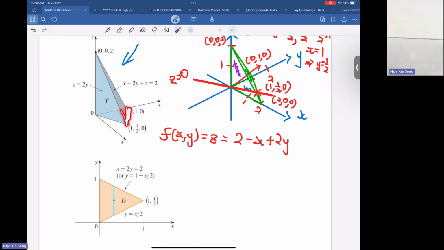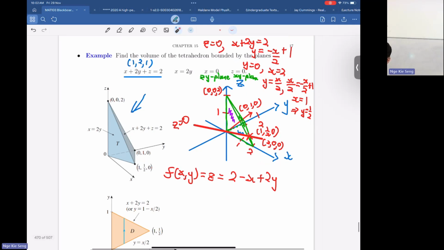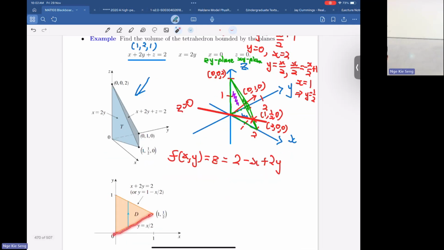This edge comes from the plane x plus 2y plus z equals 2, from this plane intersection here. How about the left edge? Who supplied this left edge? x equals 2y. Exactly, this line is supplied by x equals 2y, which is the same as y equals x over 2.